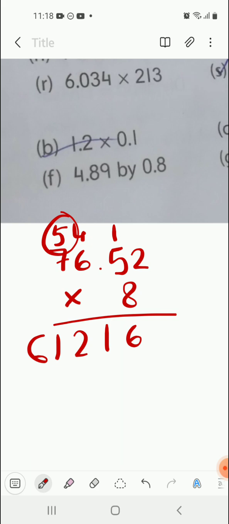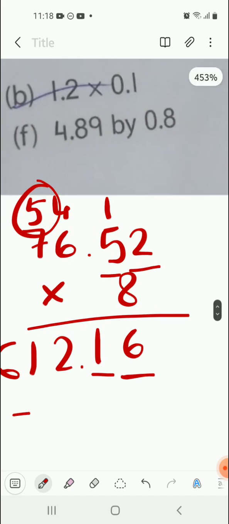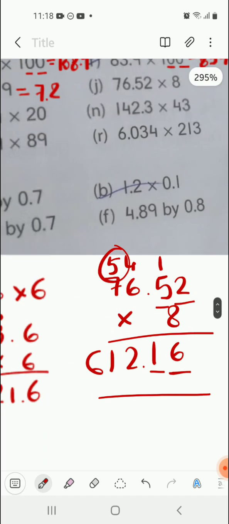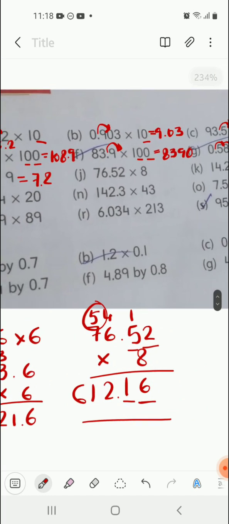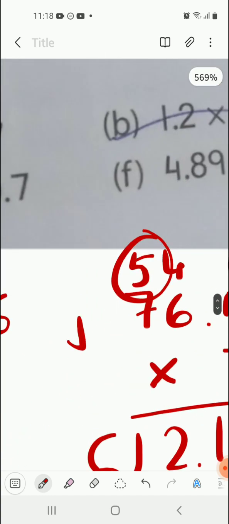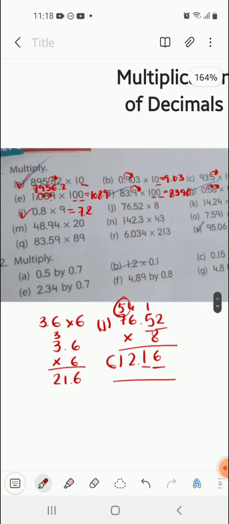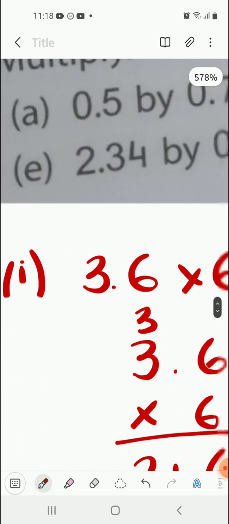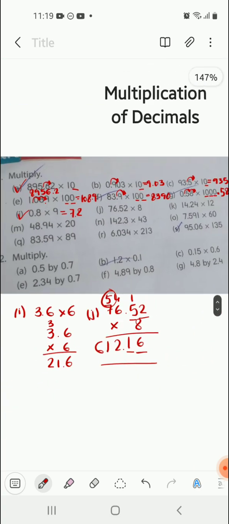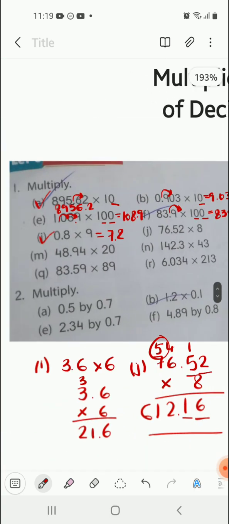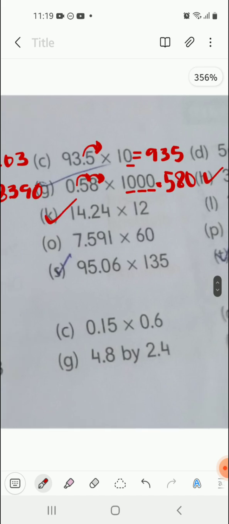Now when we have got these numbers, check for the decimal places. There are two numbers after the decimal point, that is 5 and 2. So the decimal places are 2. So here also there will be two decimal places. After the two numbers we insert a point. So my answer becomes 612.16. This is the answer to question number J. So this is J, and the earlier one was I. Okay, J is done. We'll move on to K.